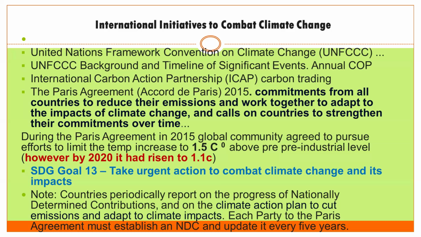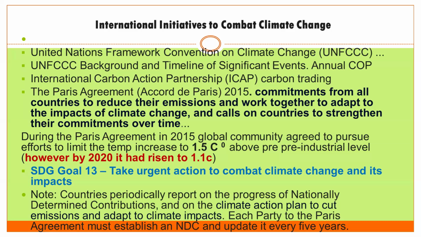The Paris Agreement, Accord de Paris, 2015, is a commitment from all countries to reduce their emissions and work together to adapt to the impact of climate change, and calls on countries to strengthen their commitments over time. So those are the global agreements. During the Paris Agreement in 2015, the global community agreed to pursue efforts to limit temperature increase to 1.5 centigrade above pre-industrial level. That means by 2050, you need to maintain 1.5 centigrade increase without letting it go beyond 2. If it goes beyond 2, that will be a disaster, because it will have major impact on the weather and the climate.